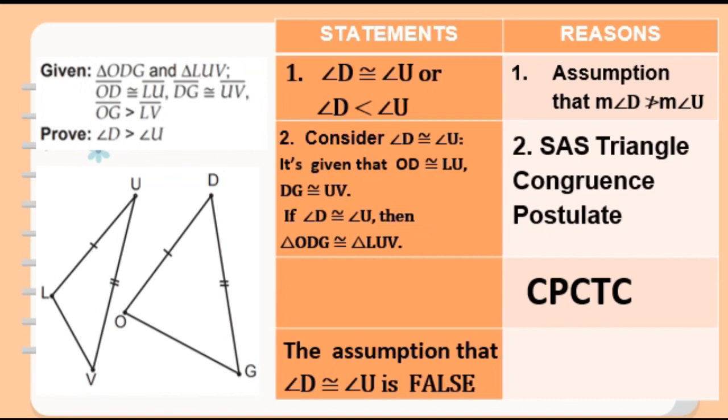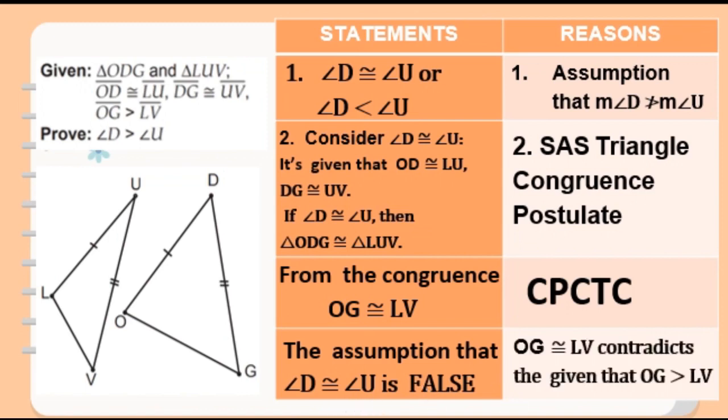How about statement number 3, with the reason of CPCTC, or corresponding parts of congruent triangles are congruent? Alright, so from the congruence, OG is congruent to LV. Right? So the assumption that angle D is congruent to angle U is false. The reason is OG is congruent to LV, contradicts the given that OG is greater than LV.